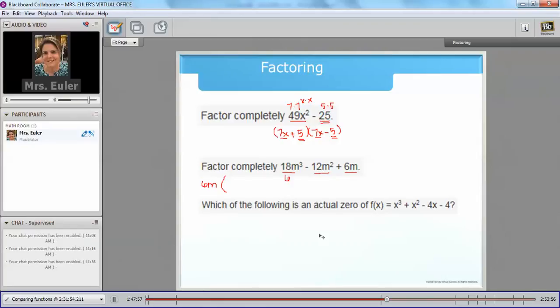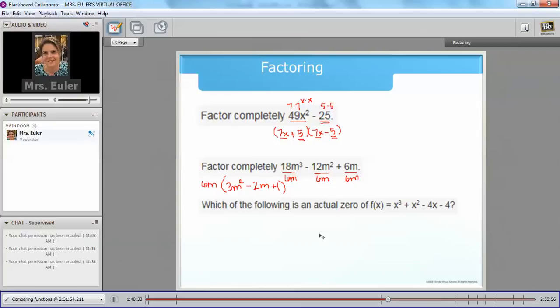Dividing it, that's really what factoring is: dividing out the common terms and determining what's left. So when we divide this by 6m, we get 3m squared left over in the first term. In the second term, we're going to have a negative 2m left over. And in the third term, when we divide 6m by 6m, it is simply going to be 1. So there's the factorization of this trinomial.